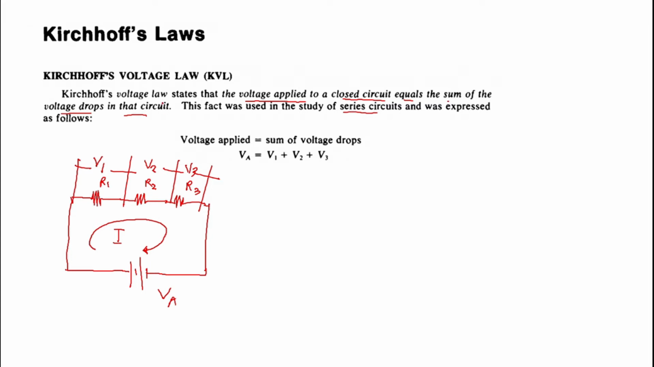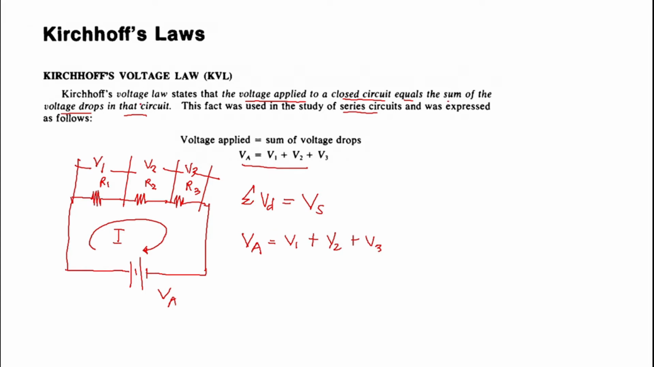Now, for this equation, by the definition, the voltage applied in a closed circuit is also equal to the sum of the voltage drops across each component in that circuit. So the summation of the voltage drops across the circuit is also equal to the voltage supply. In this equation, the voltage applied is equal to V1 plus V2 plus V3.